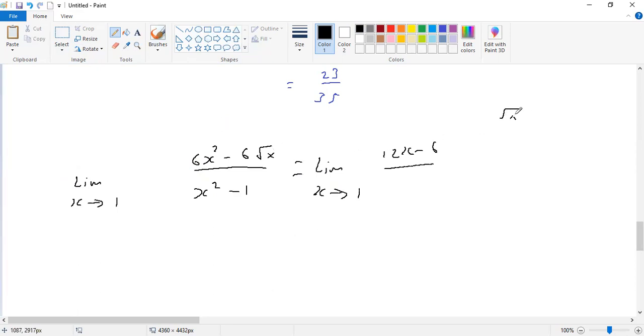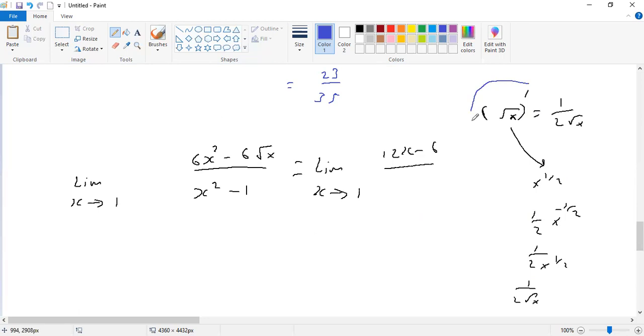See, radical x, the derivative really is 1 over 2 radical x. Why? Because radical x is x to the power half. So the derivative of x to the half is half times x to the power half minus 1, which is negative half. And x to the negative half means 1 over 2 x to the power half, I mean 1 over 2 radical x. So I write it now directly. You can see this in the derivative here.